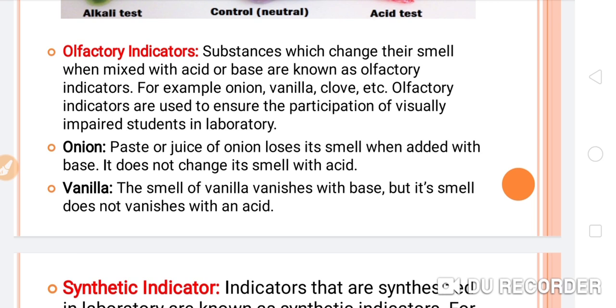It does not change inside the acid. If you talk about the acidic solution, it does not change its smell with the acidic solution. So with the base it will lose its specific smell, and with the acidic solution it will show its real smell.